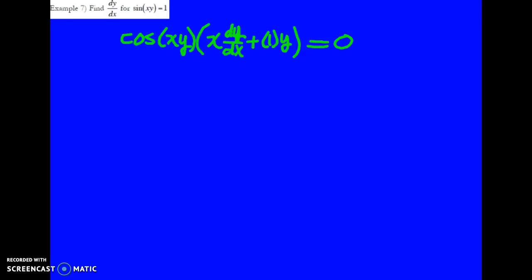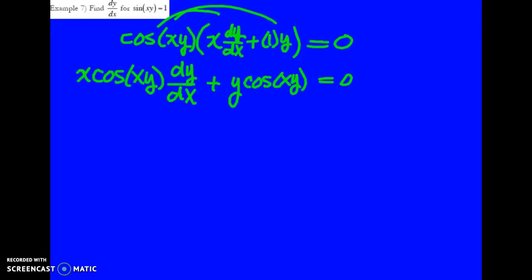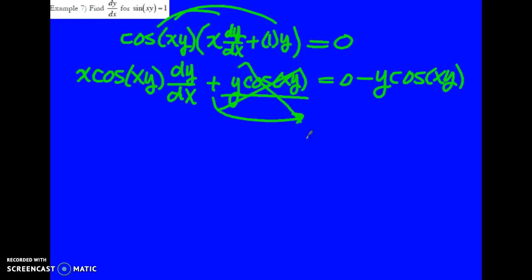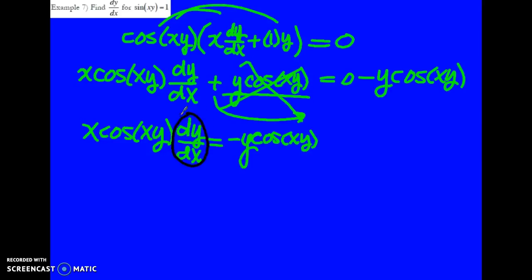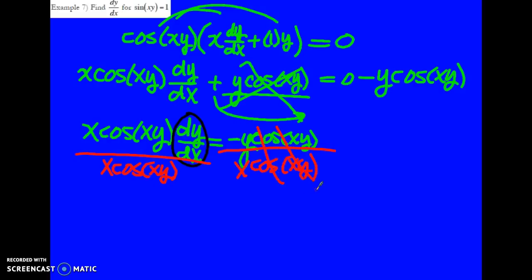And then keep in mind, you want to separate all dy dx terms on one side and put everything else on the other. So you'll have to distribute cosine x to both sides so that you end up with this. And now what you want to do is take this whole thing, bring it to the other side, so that you have that right there, and that right there, and you want this by itself, so you can now divide out the x cosine xy. Okay, cosine, all this right here cancels, leaving you with y.